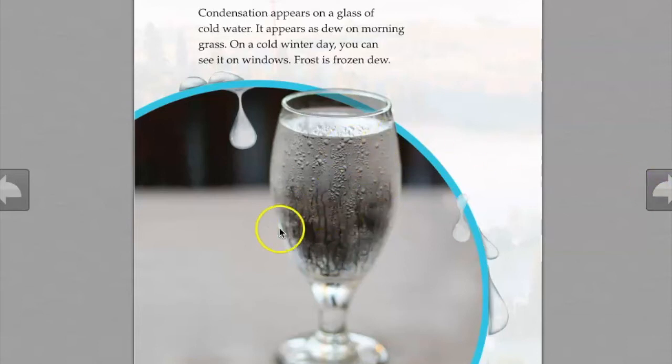The next time you have a glass of cold water sitting out, look at it. It will have condensation. I want you to try to use that big word the next time your glass is wet on the outside. Can you say that word? Condensation. Say it one more time. Condensation.